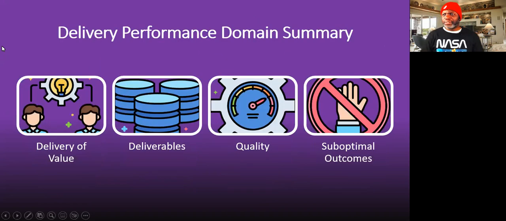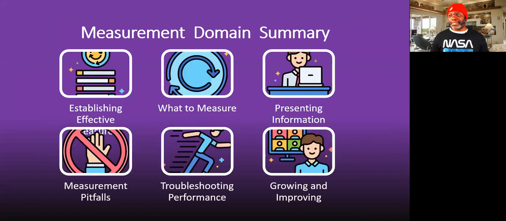Let's move on. Delivery performance domain. What do we do here? We understand the delivery of value. If it's not value, we don't do it. If it's value, we do. We deliver as much as possible in increments. The concept of a deliverable, a product, service, or result. The concept of quality, fitness for use, conformance to requirements, customer satisfaction. The concept of suboptimal outcomes. What does that mean? Well, if you get an outcome that is less than ideal, it doesn't mean that that is a bad thing all the way. You can learn your lessons from it and you can try again. But suboptimal outcomes happen a lot on projects, and this just sensitizes you to it.